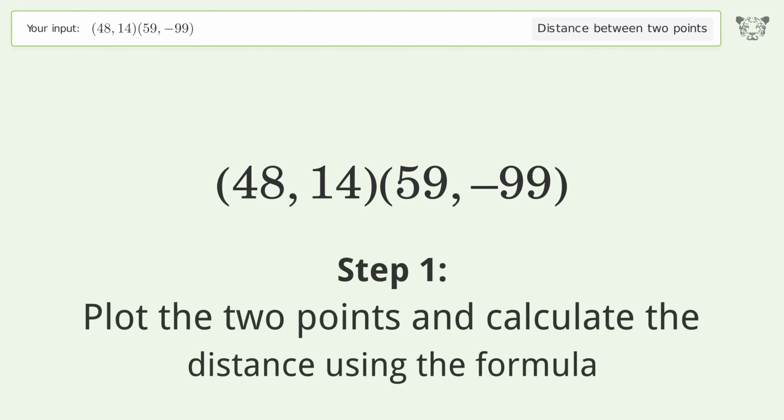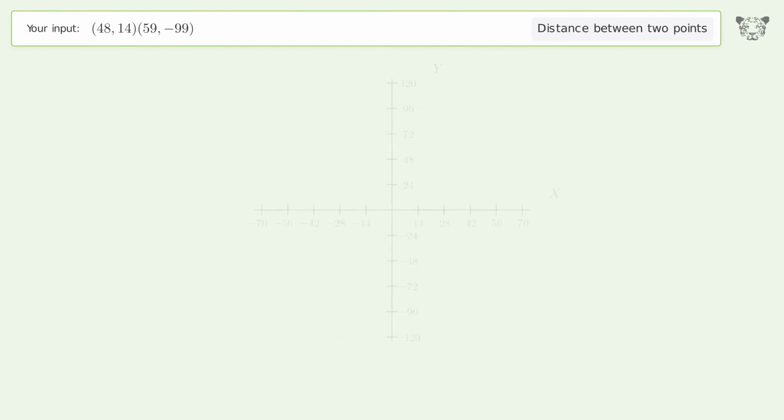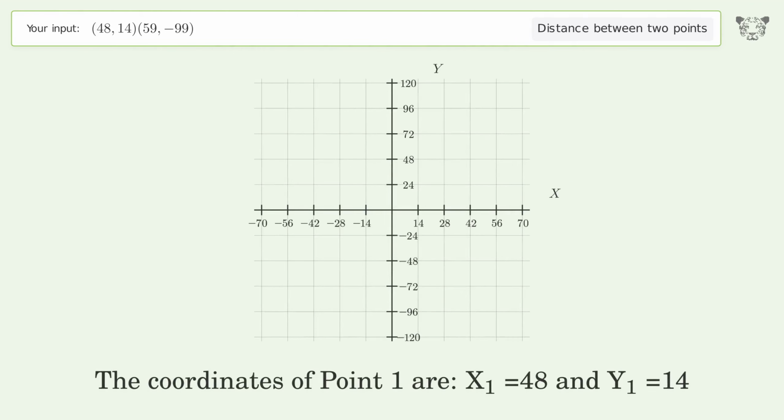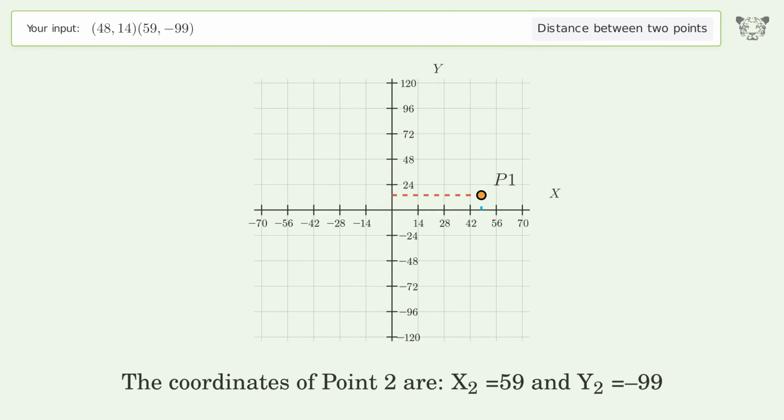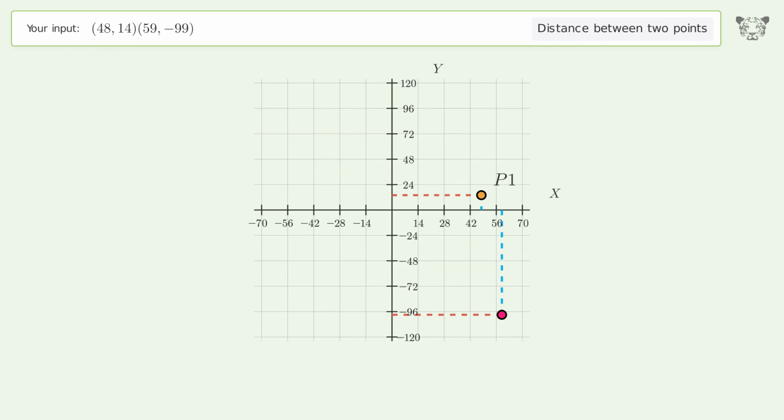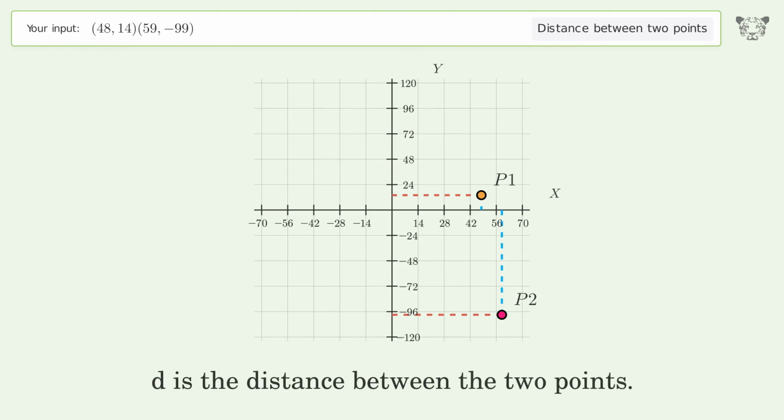Plot the 2 points and calculate the distance using the formula. The coordinates of point 1 are x1 equals 48 and y1 equals 14. The coordinates of point 2 are x2 equals 59 and y2 equals -99. D is the distance between the 2 points.